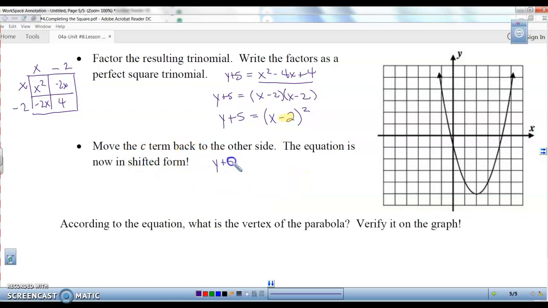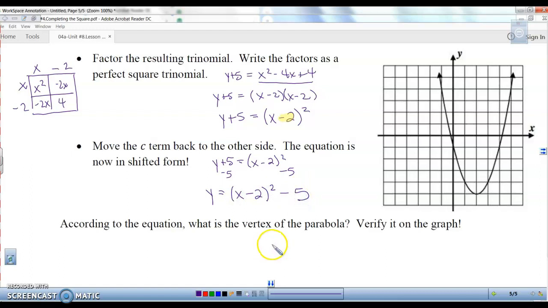So we have y plus 5 equals x minus 2 quantity squared. So move the c term back to the other side, which is the 5. So we're going to minus the 5. So now this is y equals x minus 2 quantity squared minus 5. And that is in vertex form.